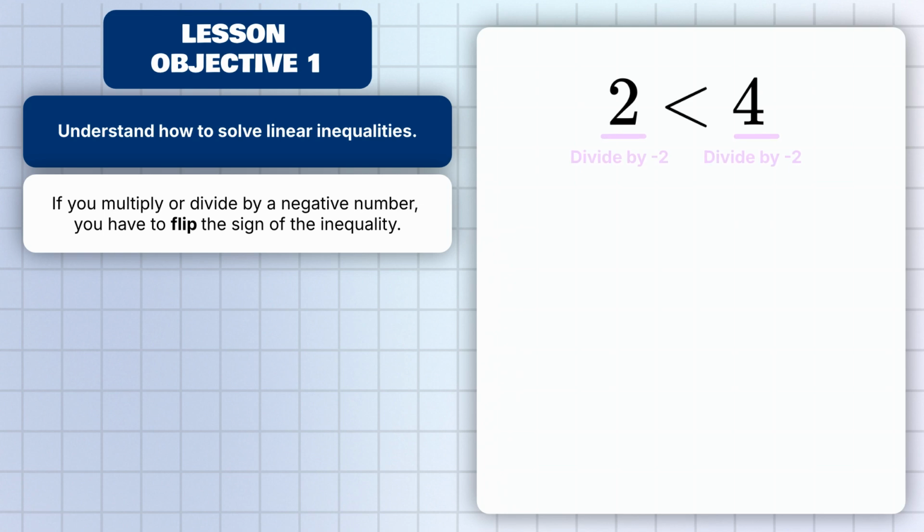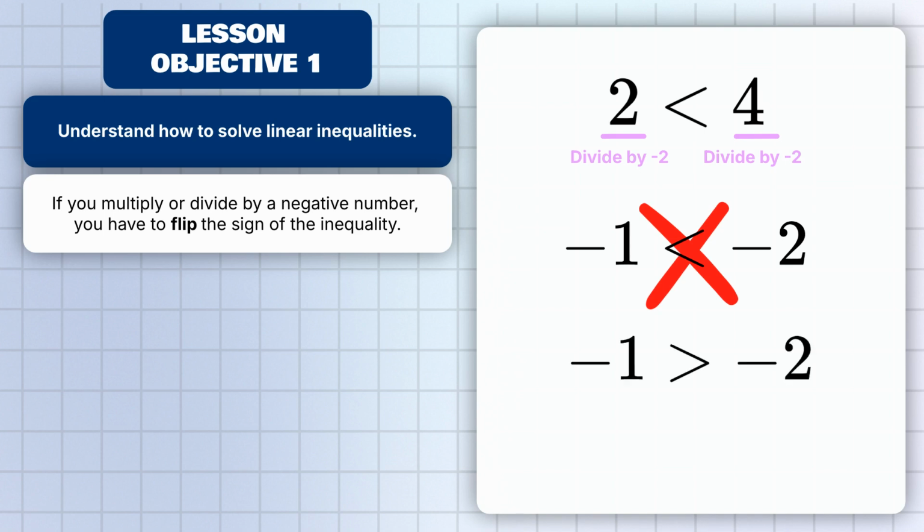Similarly, if we divide that inequality by -2, we get -1 < -2 if we do not flip the sign, which again is clearly not true. It should be -1 > -2. Always take care when multiplying or dividing inequalities by negative numbers.